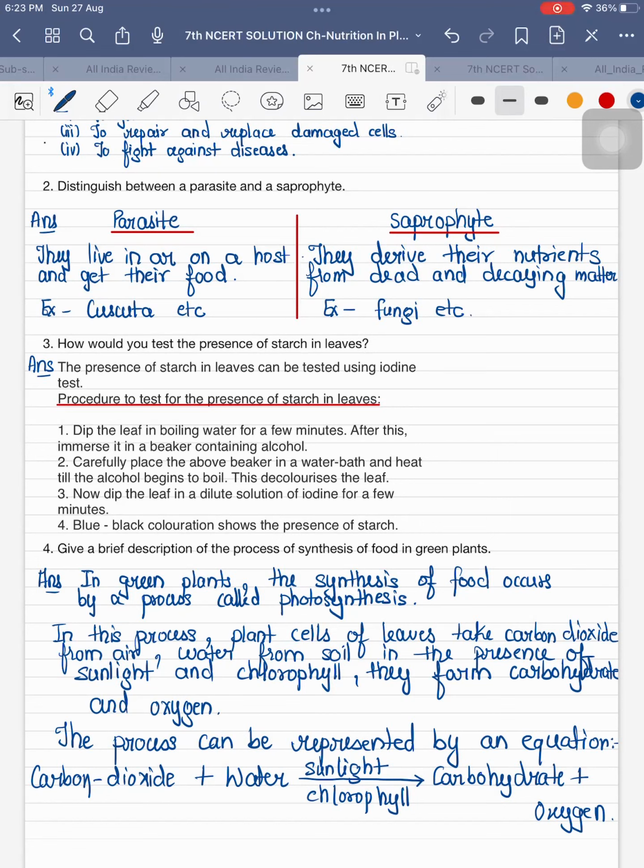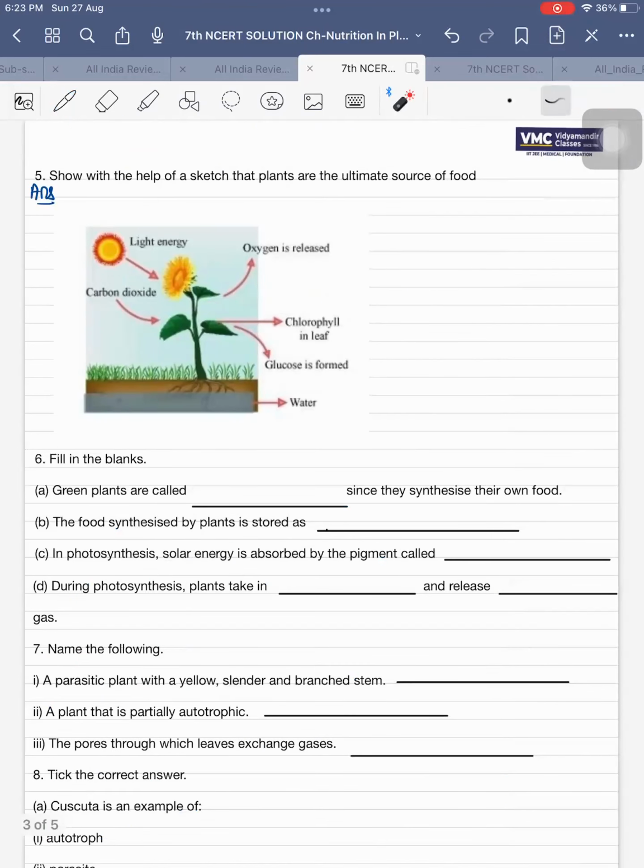Now come to the question number 5. Show with the help of a sketch that plants are ultimate source of food. First of all, we have to discuss why we are calling plant as ultimate source of food, because plant make their own food. Plants are autotrophs. They make their own food. How they make their own food? By the process of photosynthesis.